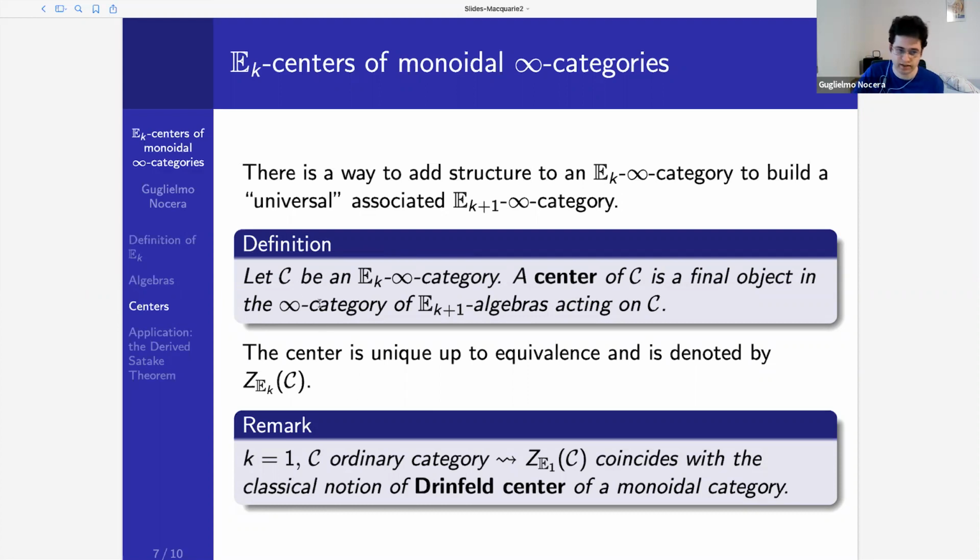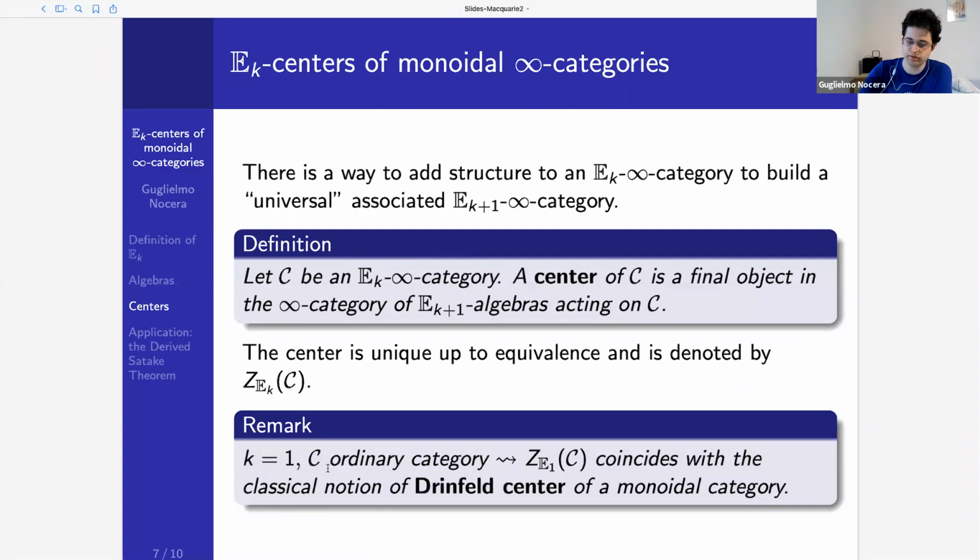This should be universal in some sense. More precisely, let C be an E_k infinity category. A center of C is a final object in the infinity category of E_{k+1} algebras acting on C. So essentially, you have an E_{k+1} category or infinity category, so a braided category in the example I was saying. And this should act on C, but it should be a final object, a terminal object in the space of all possible choices of actions. So universal in this sense. Such an object exists, such an algebra exists, and is called the center of C.